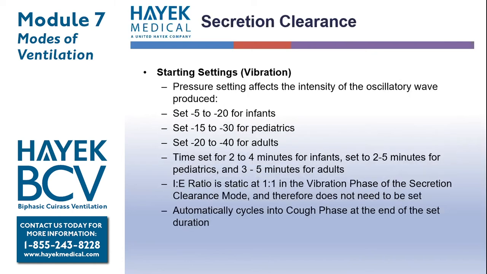Starting settings, vibration continued. Pressure setting affects the intensity of the oscillatory wave produced. Settings of the vibration pressure control: -5 to -20 for infants, -15 to -30 for pediatrics, -20 to -40 for adults. Set the duration of the oscillation: 2 to 4 minutes for infants, 2 to 5 minutes for pediatrics, and 3 to 5 minutes for adults.